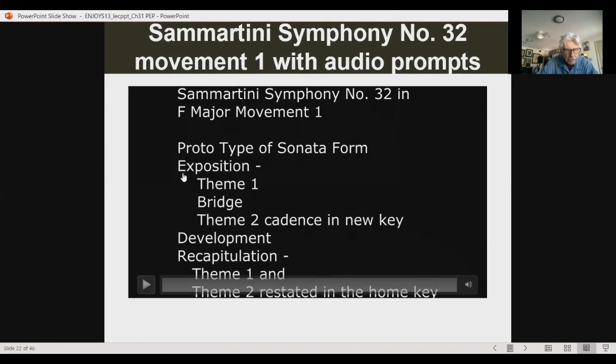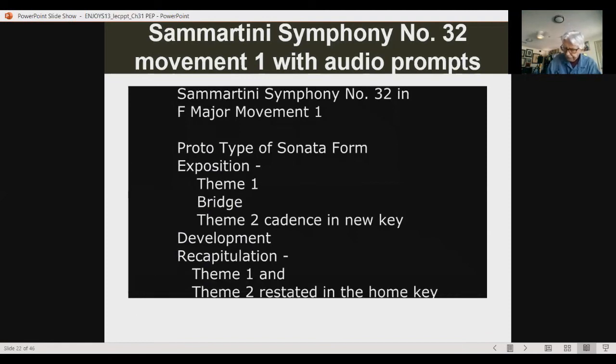Because this is really the A section and the B section, but we say it's ternary: exposition A, development B, recapitulation A prime, okay? So this is kind of obnoxious, but it does get the job done as far as pointing out the structure of the piece of music.